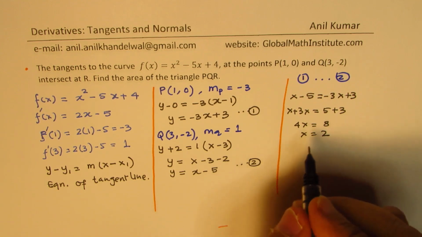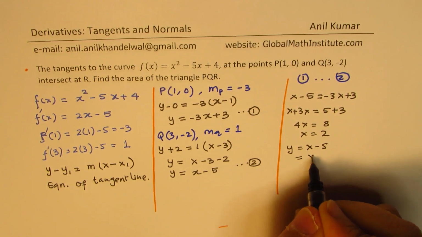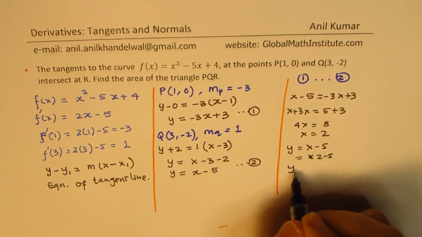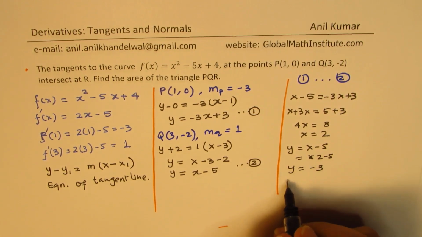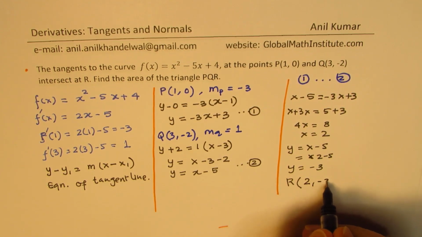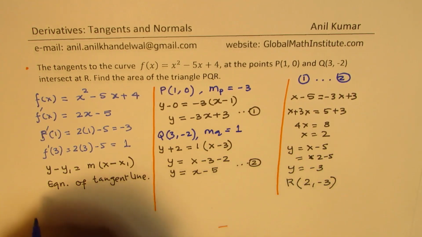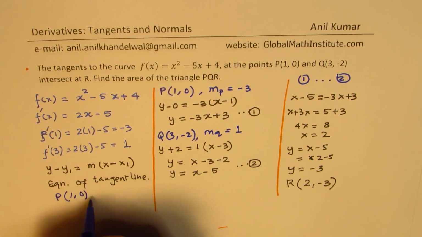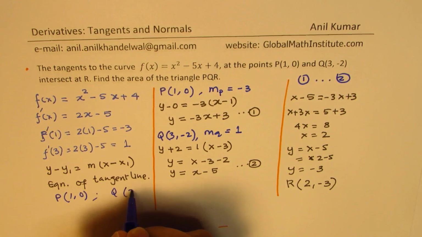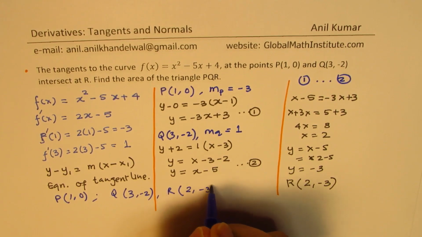And we know y is x minus 5, so y will be 2 minus 5. So we get y equals minus 3. Okay. So the point R, which is the point of intersection, will have an x value of 2 and a y value of minus 3. Is that clear to you? So we got the point of intersection, and now we are going to find the area of the triangle. So we have 3 points. We are given point P, which is (1, 0). We know point Q, which is (3, minus 2). And then we know point R, which we just calculated as (2, minus 3).